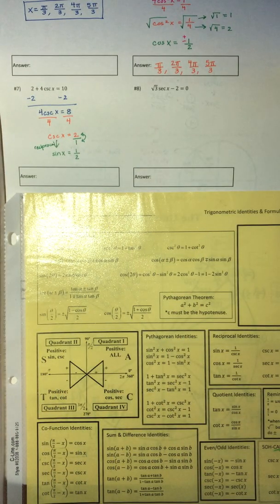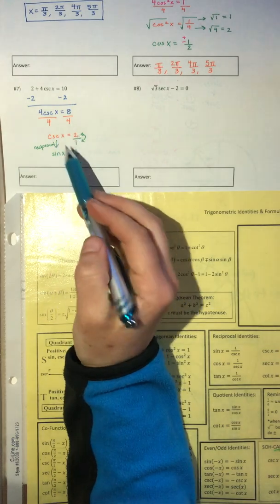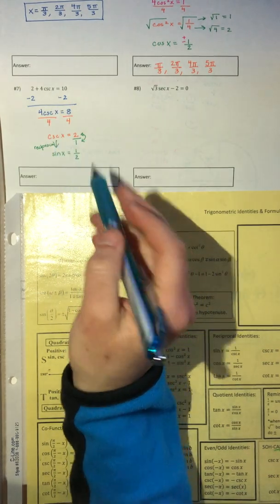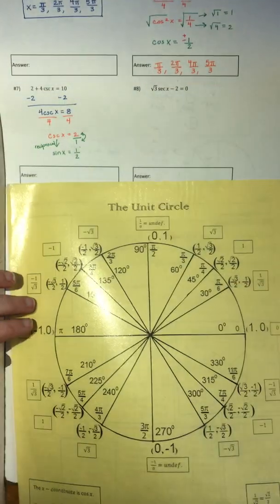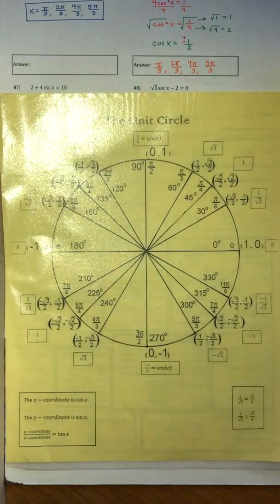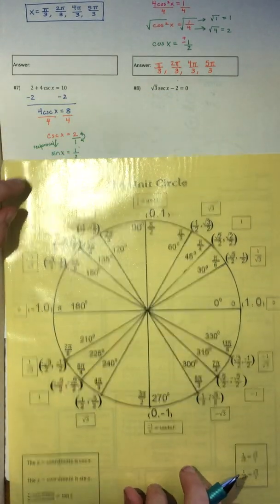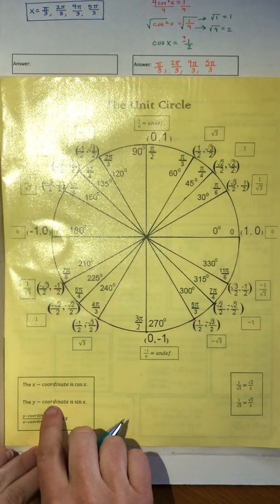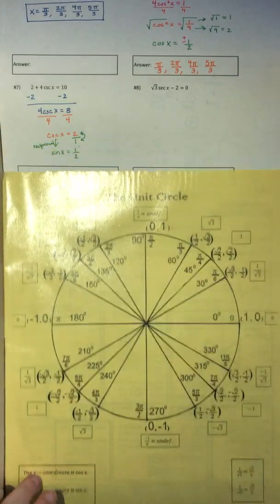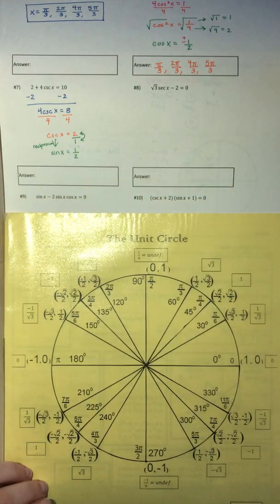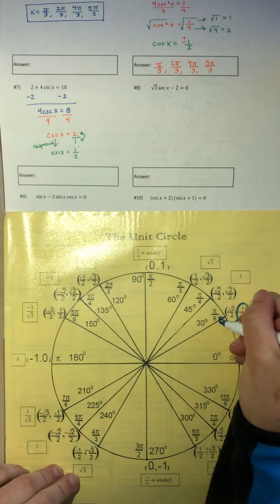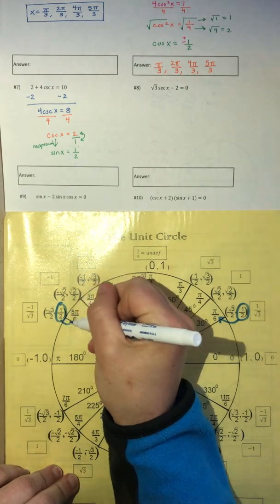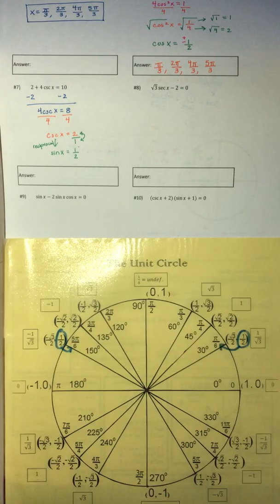Now looking at this problem, why is it not plus or minus a half? Well, it does not have a squared anywhere in the problem, so it's just going to be a positive half. So if I look on the back at my unit circle, I'm looking for where is the sine, where is the y coordinate, a positive half. So that occurs right here at pi over 6, and right here at 5 pi over 6.